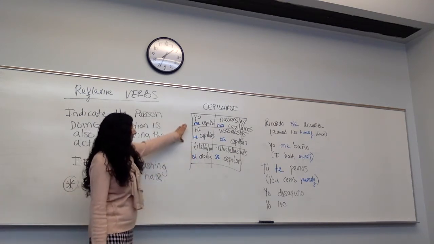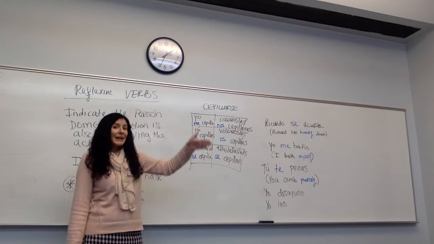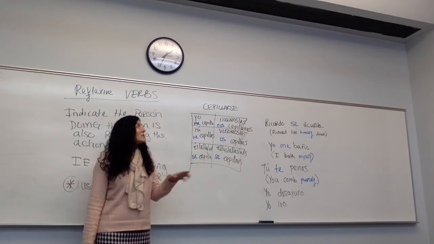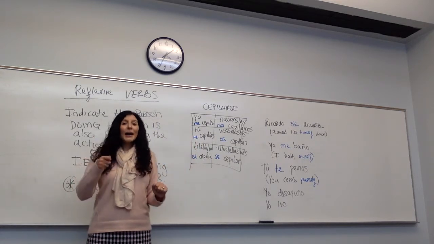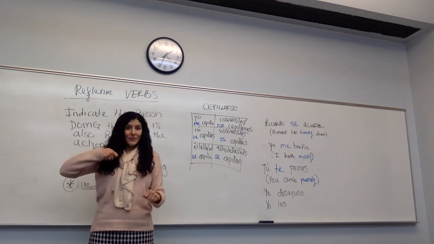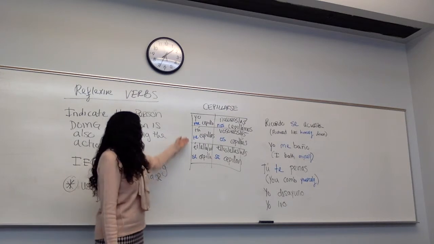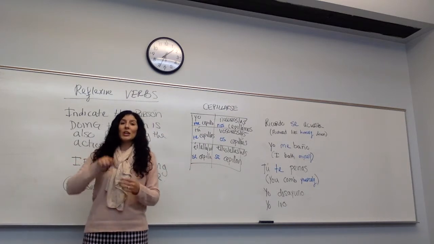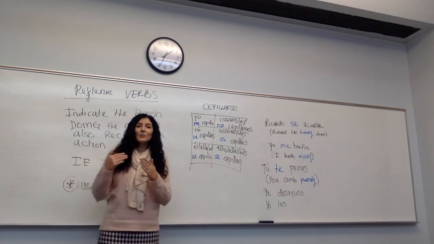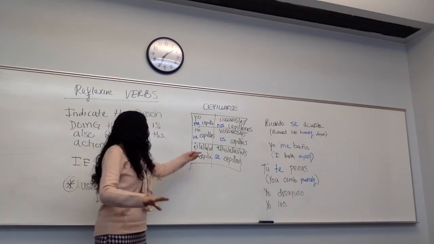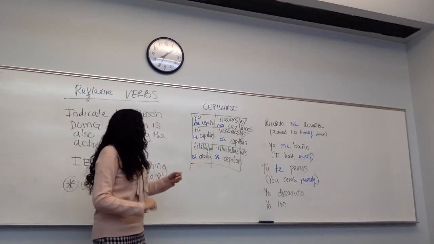So I took one verb and I just gave it as an example. This verb is cepillarse. It means to brush. So if I said, yo me cepillo, I'm saying I'm brushing myself, right? Whether it be my teeth or my hair, I'm brushing myself. Tú te cepillas, meaning you are brushing your own self. Él se cepilla, he is brushing his own self. Ella se cepilla, she is brushing her own self, right?